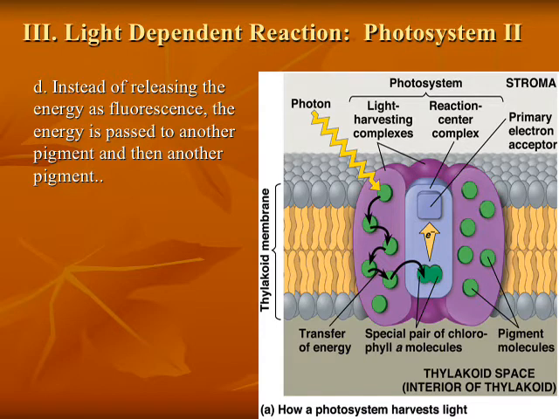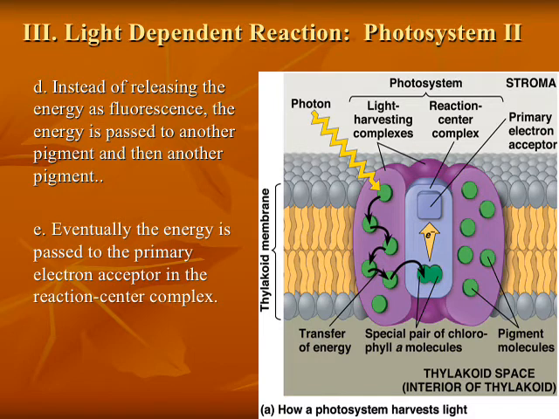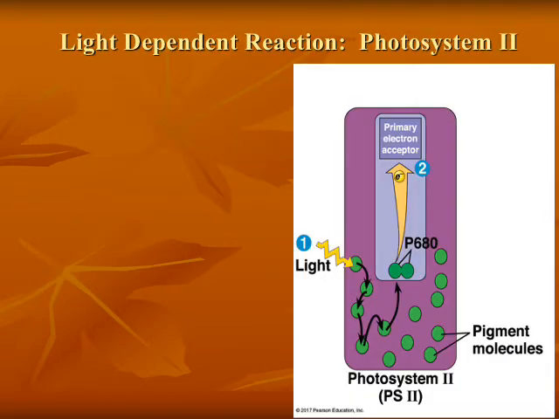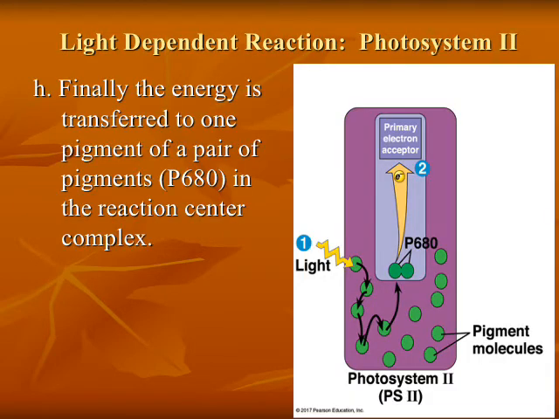Eventually, it gets passed to a special pair of chlorophyll A molecules. And from that pair of chlorophyll A molecules, the electron's energy is passed to a primary electron acceptor, and that's the lavender square in the reaction center complex. So finally, the energy is transferred to one pigment of a pair of pigments in the reaction center complex.